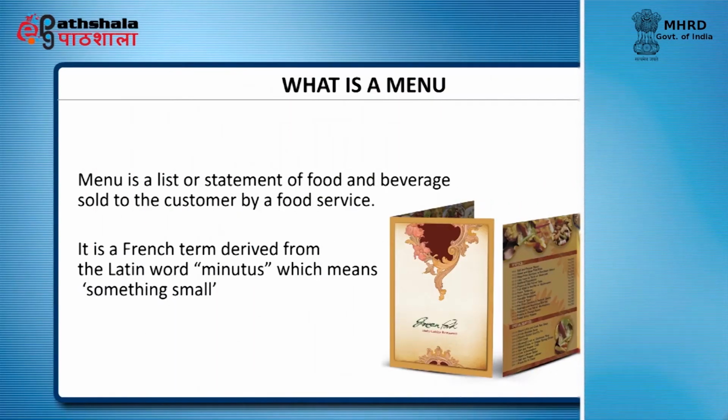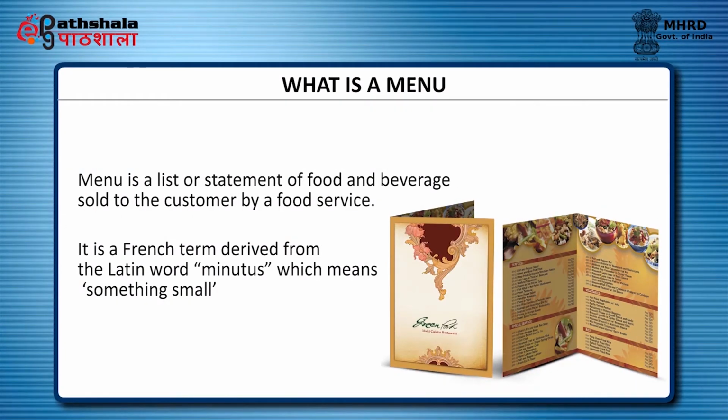When you go to a restaurant, you first take a look into the card that is kept on the table or handed over to you by the waiter. What do you see in the card? You see a list of the names of the various dishes available and you order your favorite dish, isn't it? The list of food and beverage you order is called a menu, or by definition, menu is a list or statement of food and beverage sold to the customer by a food service.